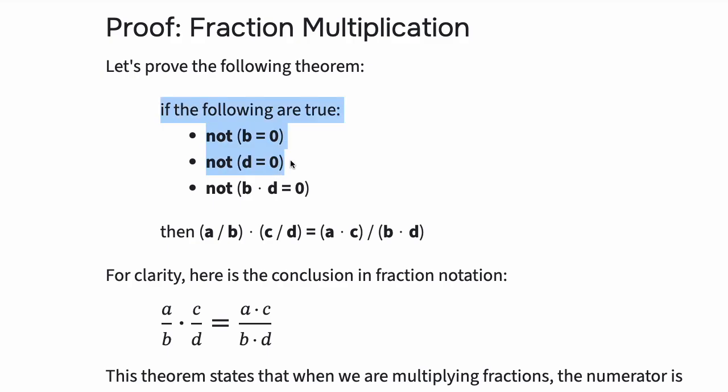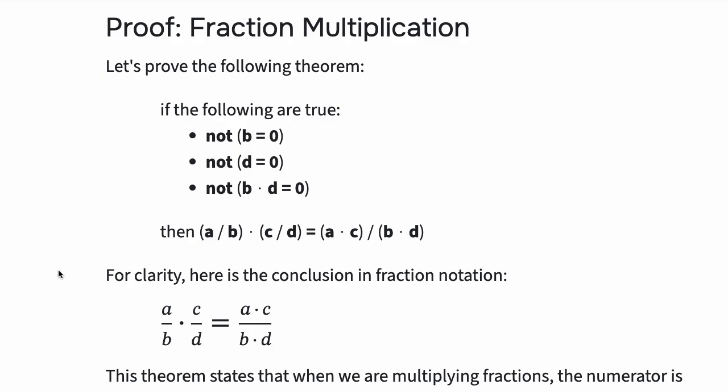Let's prove the following theorem. If b is not 0, d is not 0, and b times d is also not 0, then a over b times c over d is equal to a times c over b times d. For clarity, here's the conclusion in fraction notation. This theorem states that when we're multiplying fractions, the numerator is the product of numerators, and the denominator is the product of denominators.